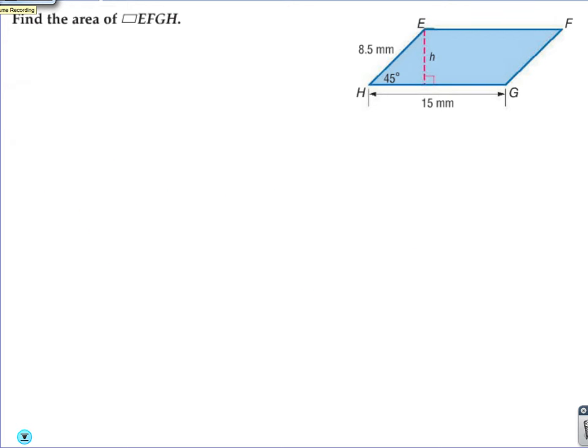The second way of working it, if you don't remember 45, 45, 90 right triangles, if you didn't remember your shortcut, I need a height. It's a right triangle. I know this is 45 degrees. I need a height, and I'm given that this is 8.5.